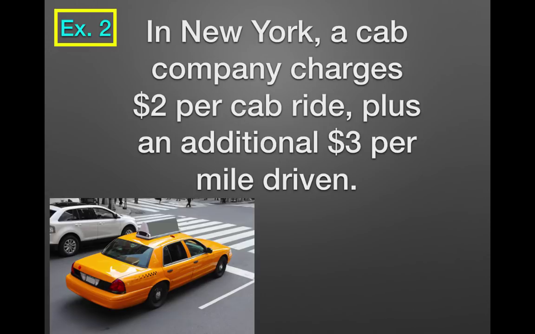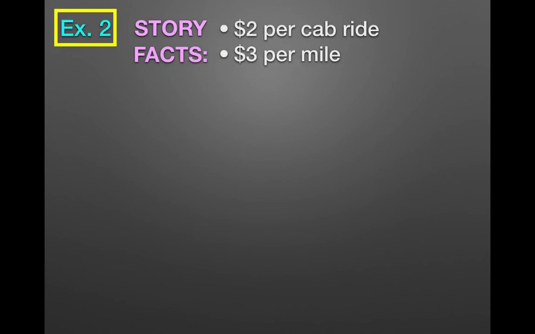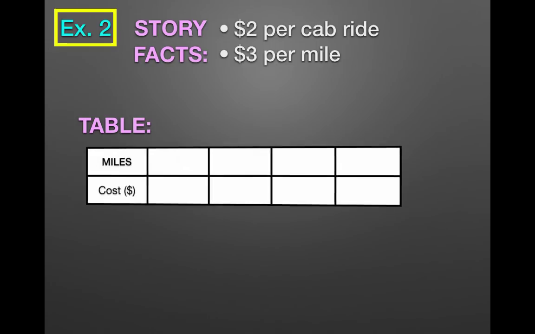and when they drop you off at your location, you pay the taxi cab driver. So if that's our story, here's what we're going to do in our notebook. We're going to write down what's important, the story facts. So the story facts are, it's $2 per cab ride and $3 per mile. Those are the important numbers from our story. Those are all we need to set up a table. Now, when I go to set up my table, since I have a real life story here, I'm not going to just say X and Y. I'm going to say miles and cost in dollars. Those are the two things we're going to measure, miles and costs.